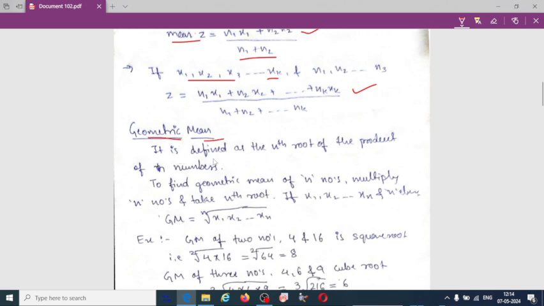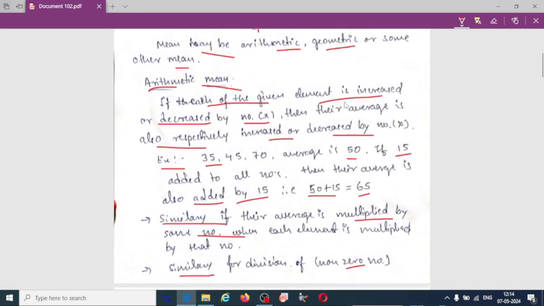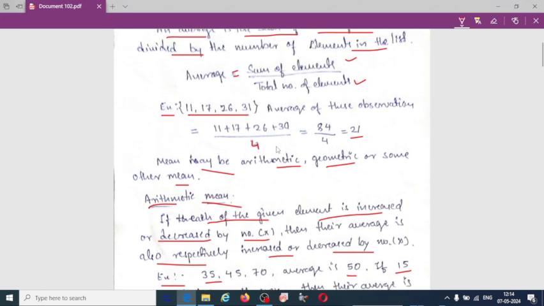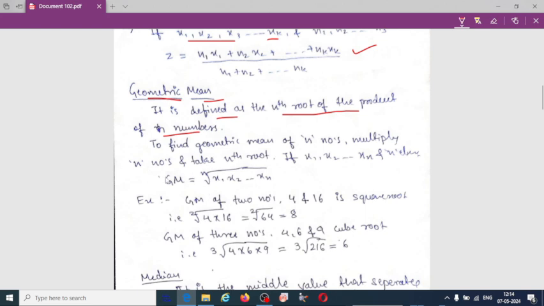Geometric mean is defined as the nth root of the product of n numbers. Arithmetic mean is nothing but the average, the ratio of the sum of elements to the total number. The geometric mean is defined as the nth root of the product of n numbers. So here is the equation: the nth root of the product of n numbers.